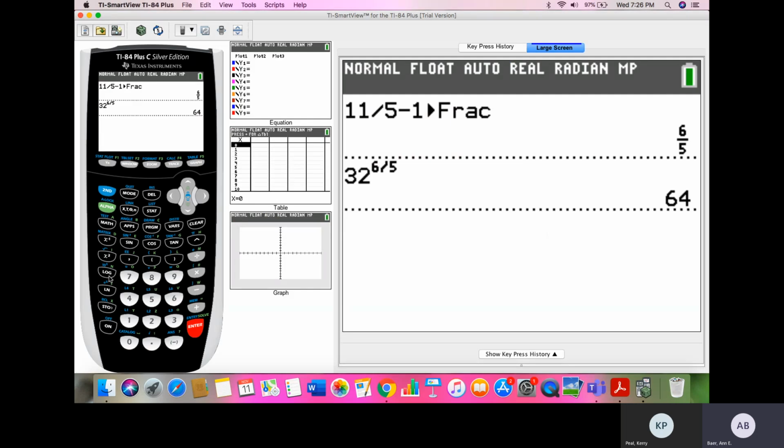The log button. This log is log base 10. This ln is log base e, really. If I push on this log and I try to take the log of 0, and apparently I can use some of the keys on my keyboard, like the 0. So I'm trying to take the log of 0 and I hit enter.